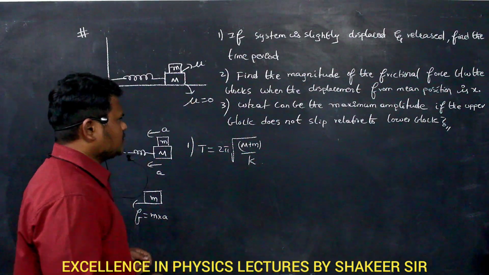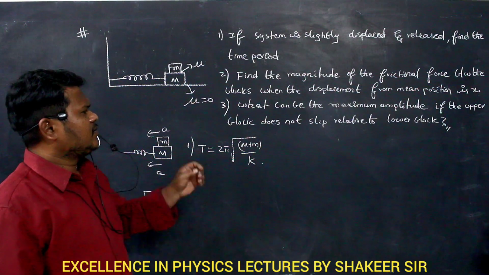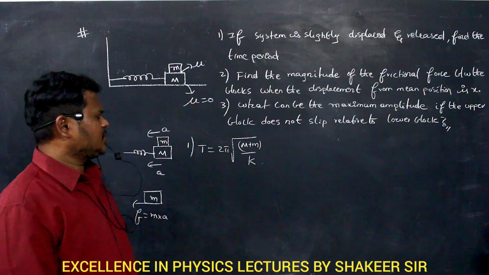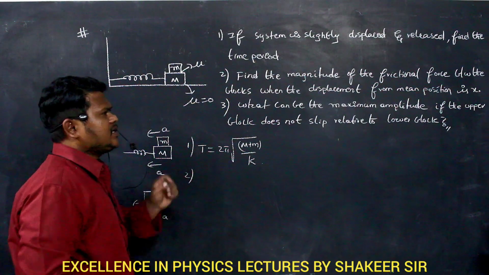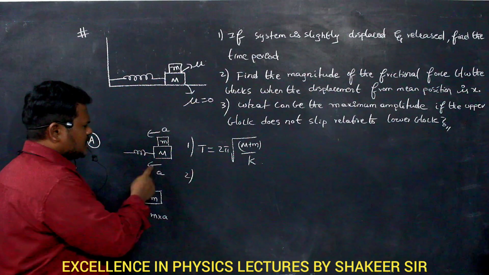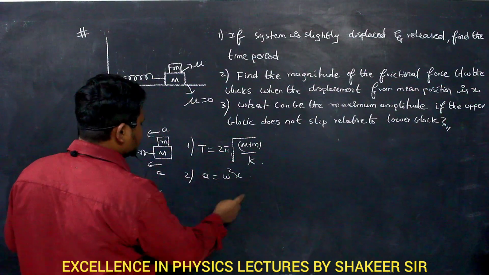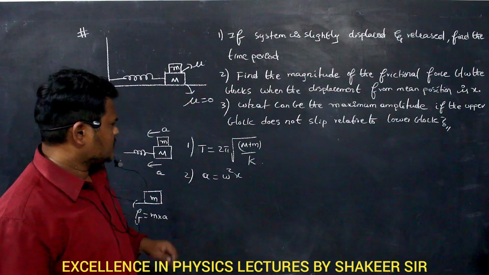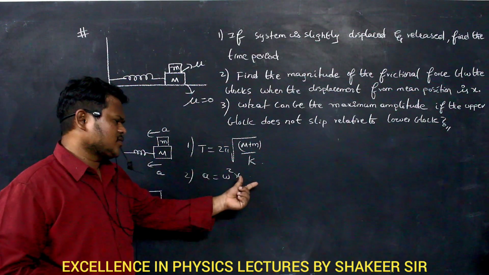Now let us see the second question. Find the magnitude of the frictional force between the blocks when the displacement from the mean position is x. So this we are supposed to find out. Clear? So when the displacement of these blocks from the mean position is x, what will be the acceleration experienced by this capital M? It experiences an acceleration of a equal to omega square into x. Minus I am not writing here because minus represents just direction. So therefore, capital M experiences an acceleration of a equal to omega square into x.